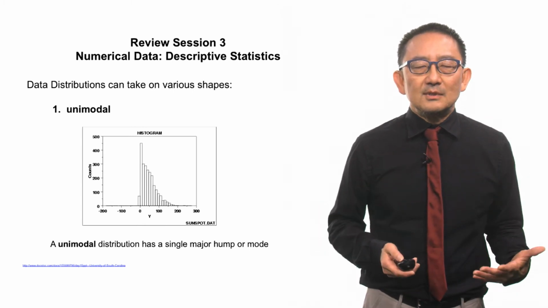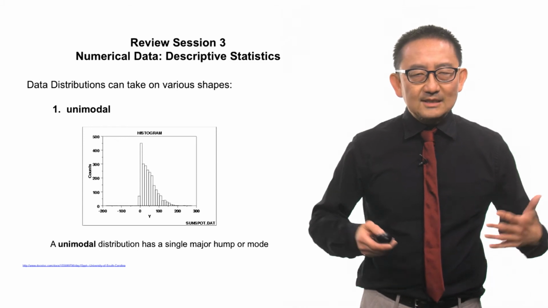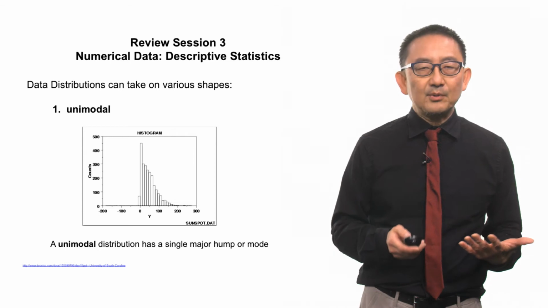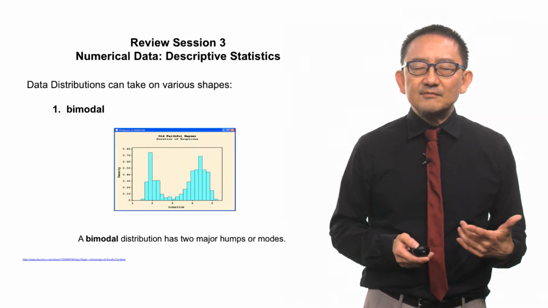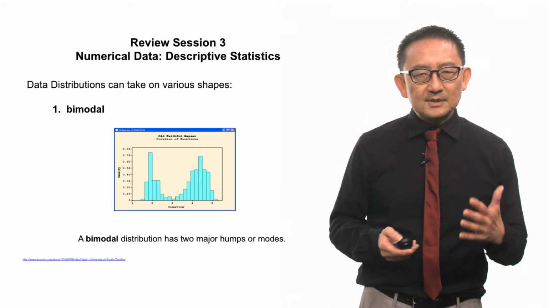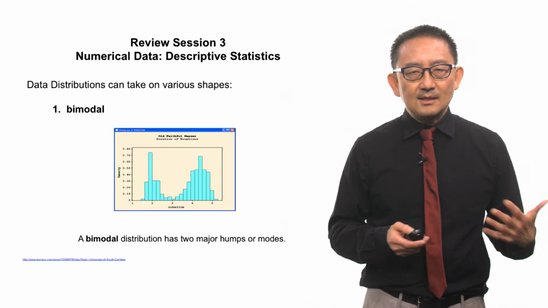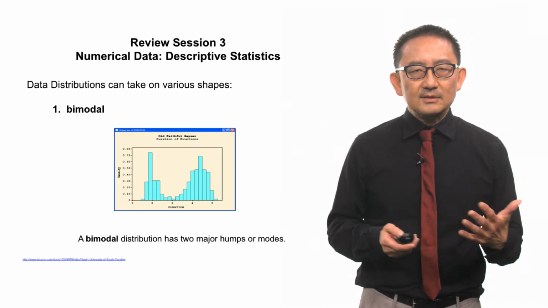Here is an example of a unimodal graph. We'll see that there's one big peak at the center, and that's very, very prominent. Here's an example of a bimodal distribution. You'll notice that there are 2 peaks, pretty obvious peaks of 2 different distributions. We call this bimodal.